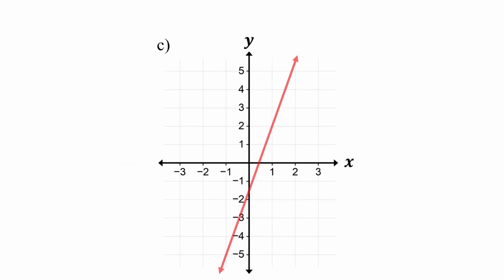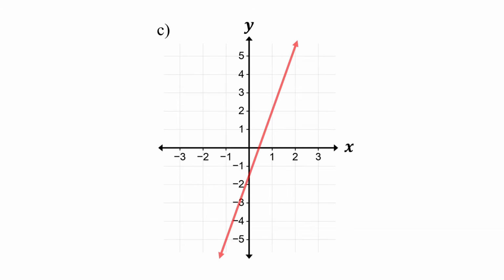The next example is a bit challenging, so stay with me. In the previous examples, the line crosses the y-axis at an integer point. But in this example, it doesn't, right? This makes it hard to determine the exact value of the y-intercept directly from the graph. So how can we find the y-intercept in this case? Here, the first step is to find the slope.